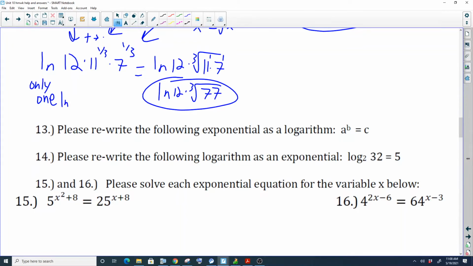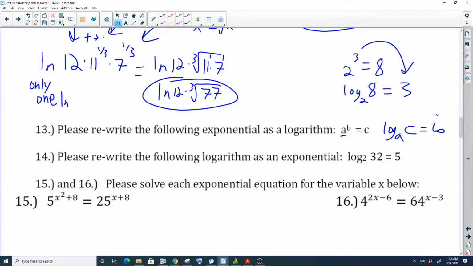So basically, if you have 2 to the third power, that's going to equal 8. To turn that into a logarithm, you do log base 2 of the solution 8 equals the exponent 3. So when you have letters, it's going to be log of the base, which is A, of our solution, which is C, and then equals the exponent, which is B. So there's our answer.